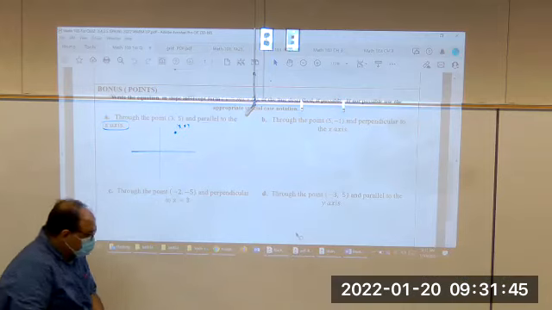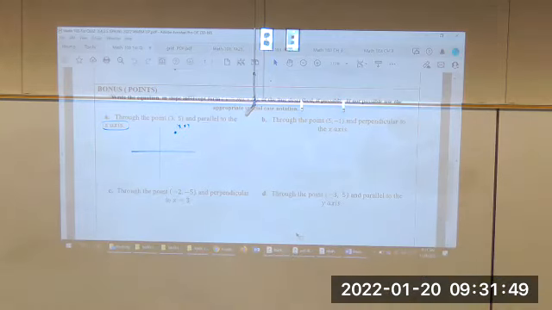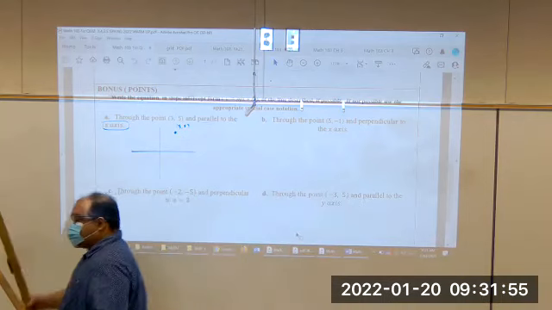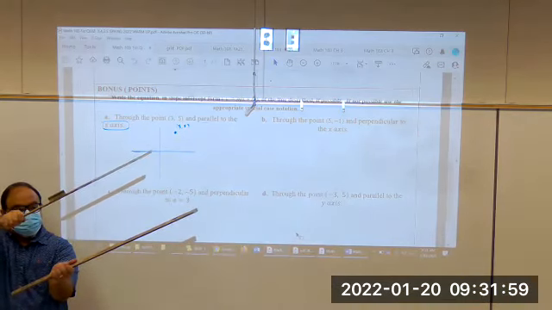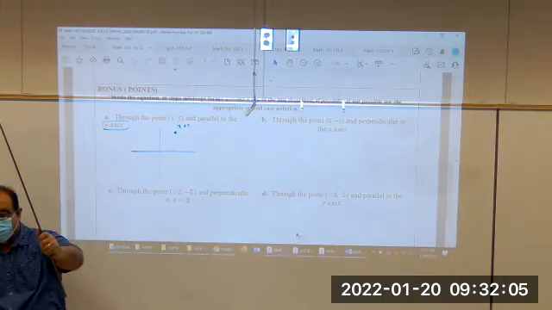Parallel. Parallel means they go in the same direction and they don't intersect. So parallel lines, they look like that. The same direction, they never intersect. Parallel lines, okay?